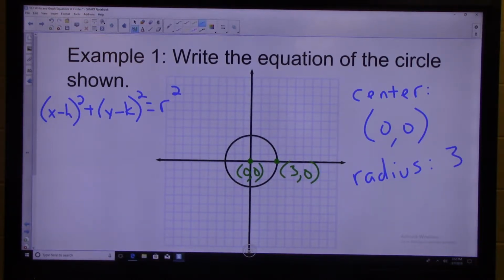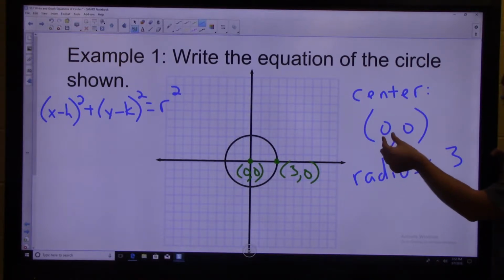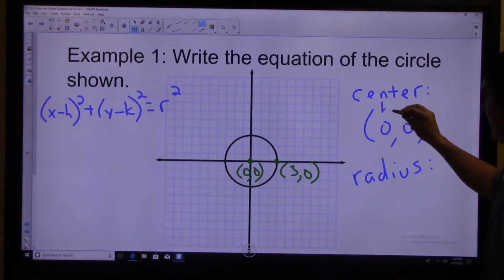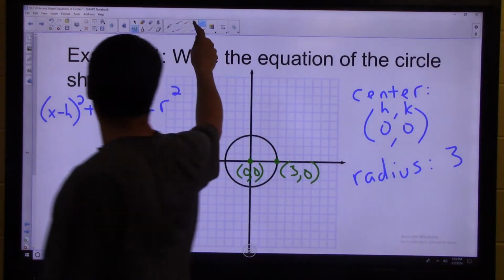Okay, so all we've got to do now is start plugging stuff in. So the question I'm going to ask is, what is h? And the answer, h, is going to be 0. Okay, and then if I ask, what is k? K is 0 in this case as well. So remember, the center is always (h, k). I know h is going to be 0, I know k is going to be 0. So let's fill those in.